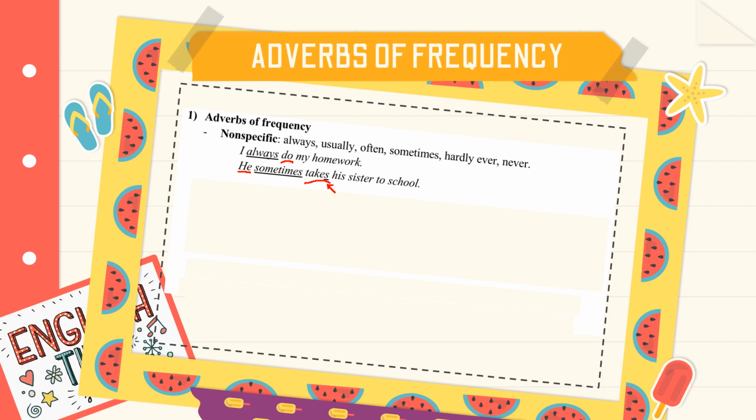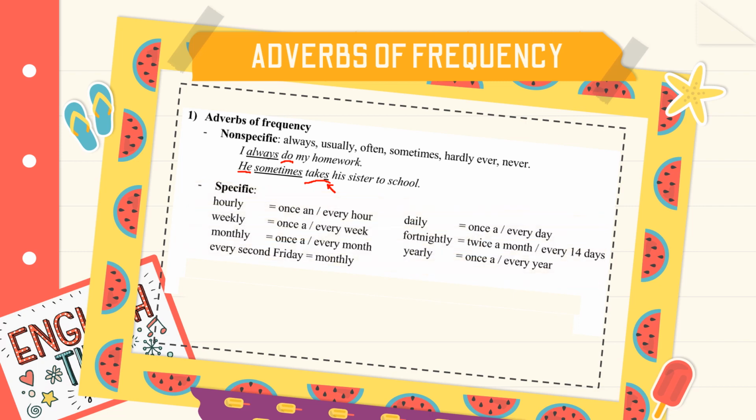the verb, okay? Now, the second kind of adverbs of frequency, the specific ones, like hourly, weekly, monthly, daily, fortnightly, yearly, you know the numbers, okay? Hourly, once an hour or every hour. Weekly, once a week or every week. Monthly, once a month or every month. Daily, once a day or every day. Fortnightly, twice a month or every 14 days. Yearly, once a year or every year.